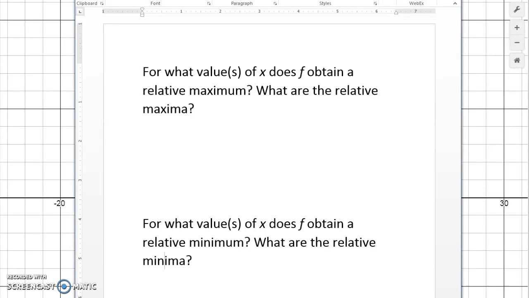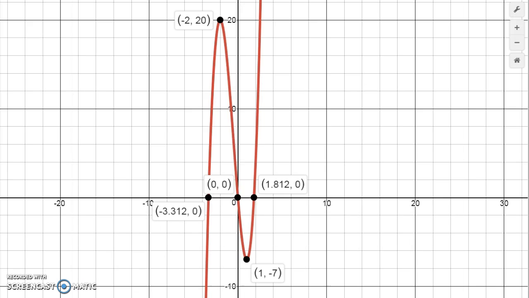Hello. This video is meant to help clear up some of the questions about the words maximum, maxima, minimum, and minima. So we're going to answer questions like what we see in our book. For what values of x does f obtain a relative maximum? And what are the relative maxima? And then the same question for minimum and minima. And to do that, we're going to use this graph.